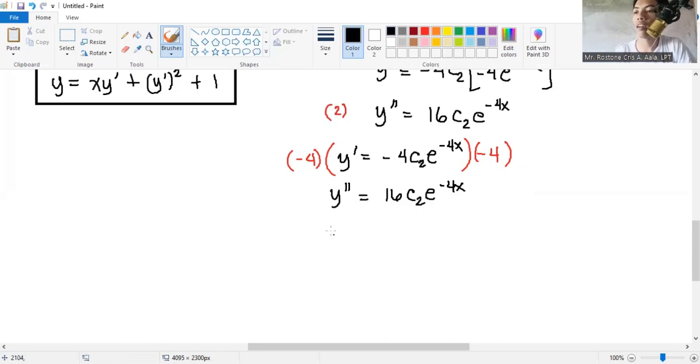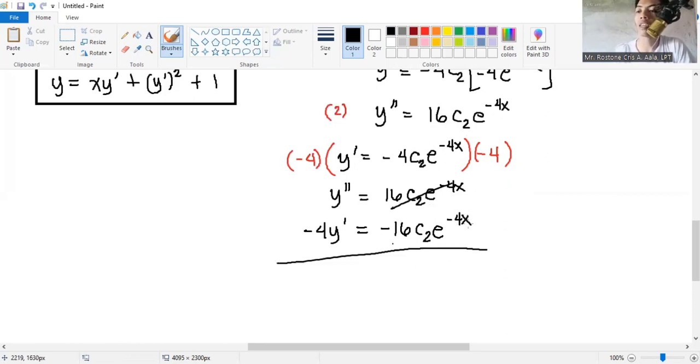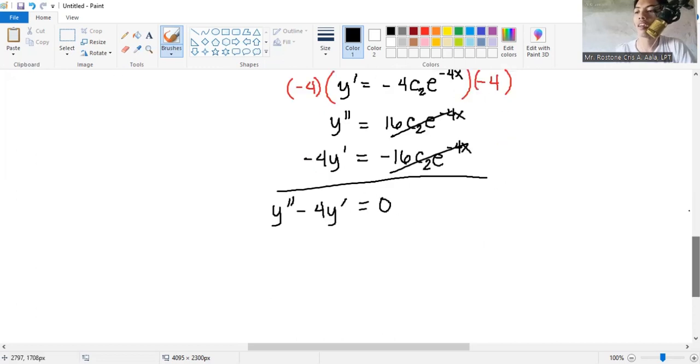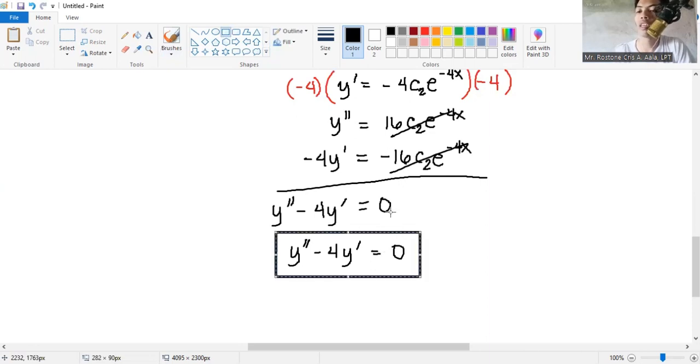So that magkakaroon tayo ng negative 4 y prime is equal to negative 16 c sub 2 e raised to negative 4x. By elimination method, pwede natin itong ma-cancel kasi 0 na sila. That is 0. And then combine this y double prime minus 4y prime. And the answer is y double prime minus 4y prime is equal to 0. Ito na ang ating hinahanap na differential equation na natanggal na natin yung ating arbitrary constant.